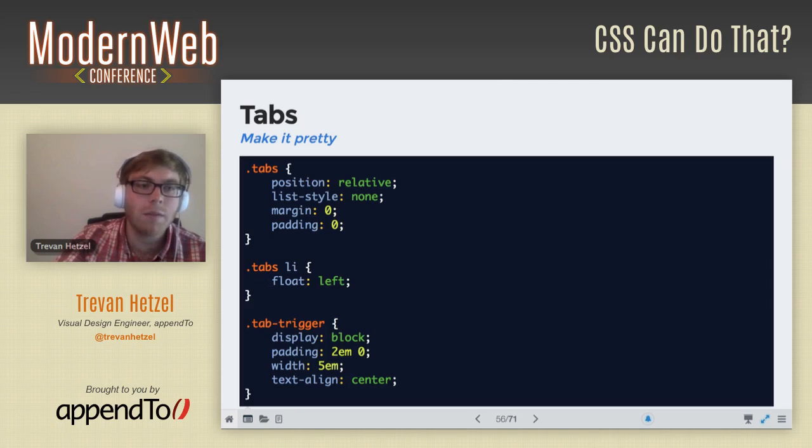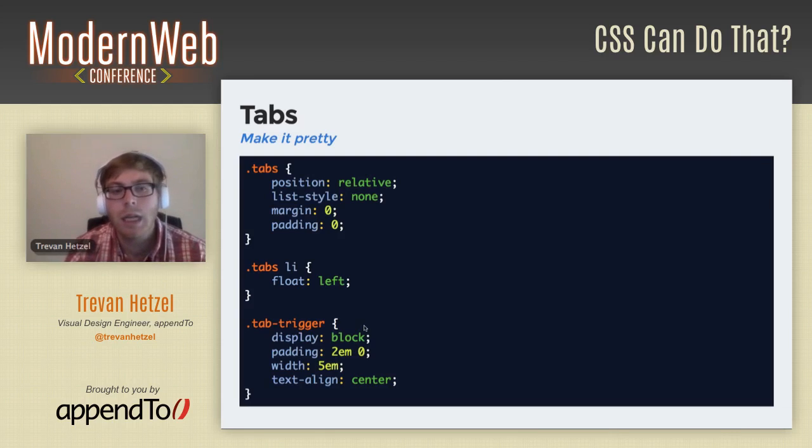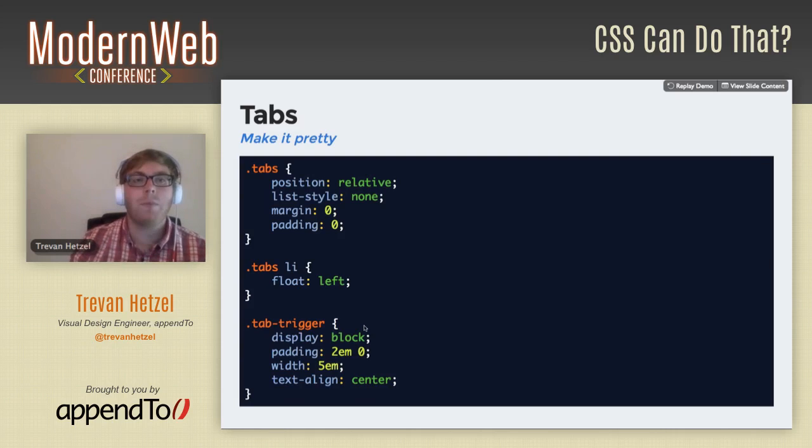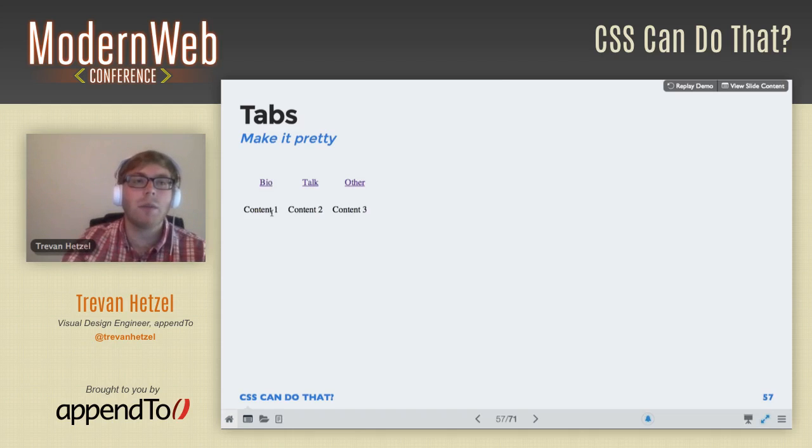Then we're going to float left the list item, and then the tab trigger, which is the anchor inside of the list item, we're going to set to display block, give it some padding, text align center, and a width. Now notice the explicit width again. Like I said, I don't like setting explicit widths, but to make tabs really work, we have to use a width, and I'll show you why in a minute. But with that, here's what we have.